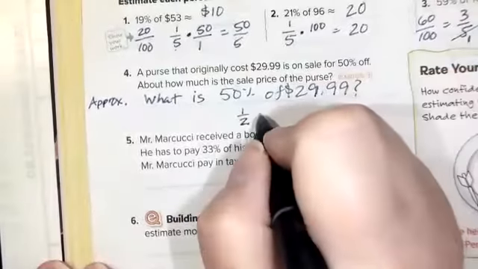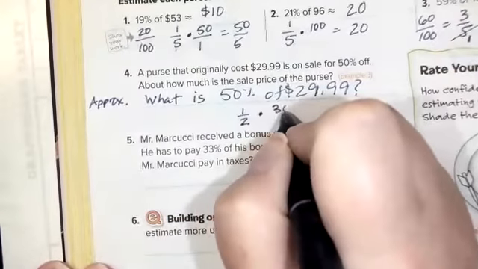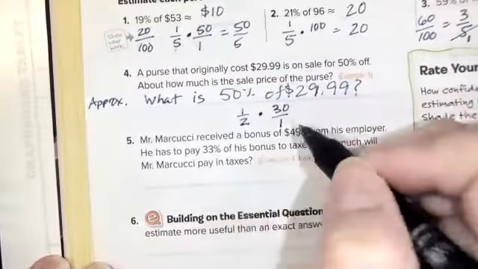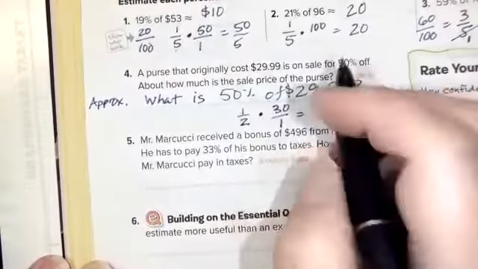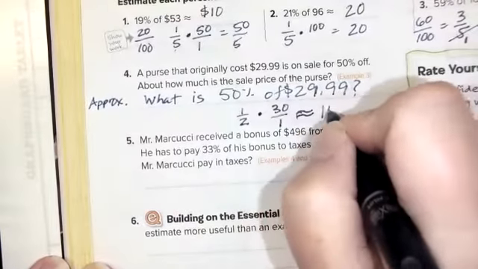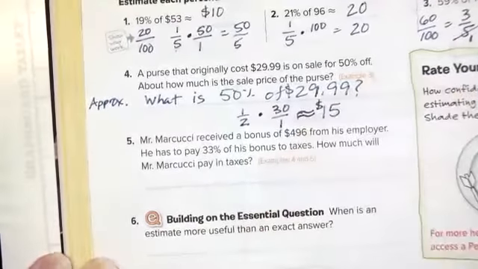$29.99 is very close to 30, so half of 30. Mathematically, of means multiply, so I can write that as 30 over 1. Half of 30 is 15. So approximately, we'll use that wavy equal sign, approximately $15.